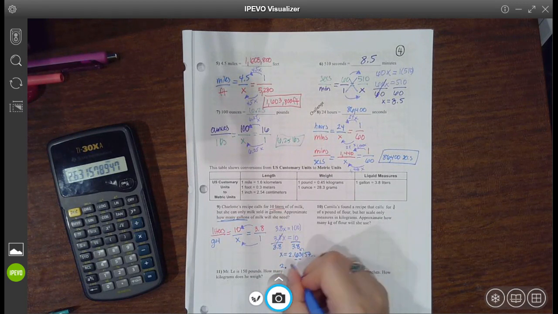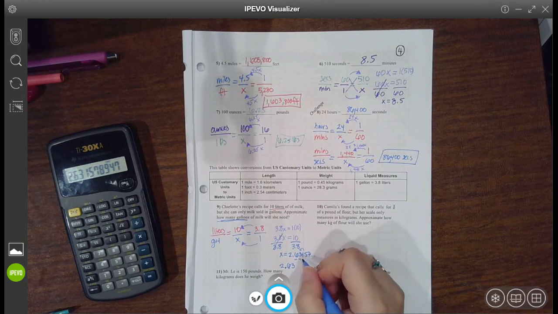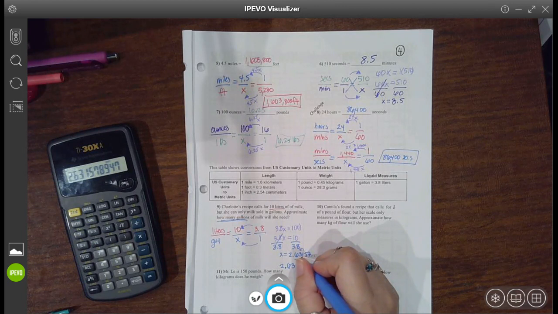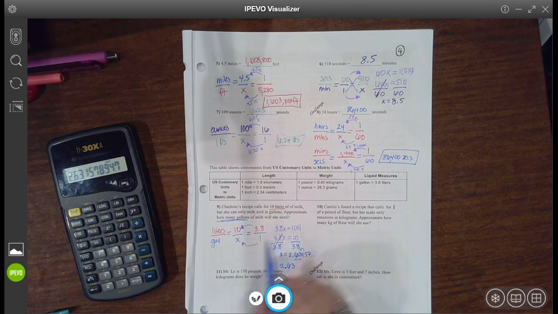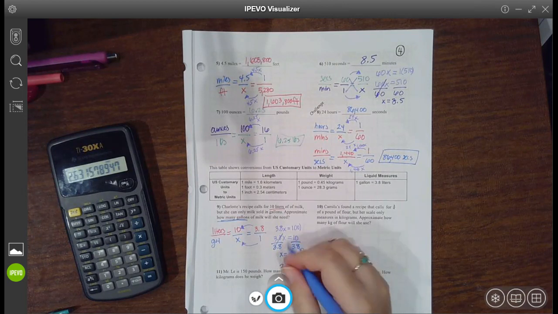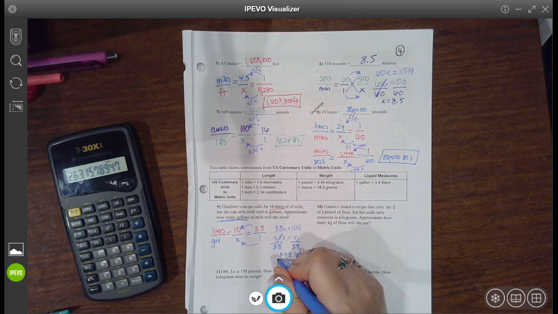It tells it to stay a 3. Because if this was a 4 below, it tells the 3 to stay whatever it is. If the number is 5 or above, then it tells this number to go up, and it would go up to a 4. But since it fell into the 4 below category, this 3 is going to stay a 3. And what was I solving for? The gallons. So it's 2.63 gallons.